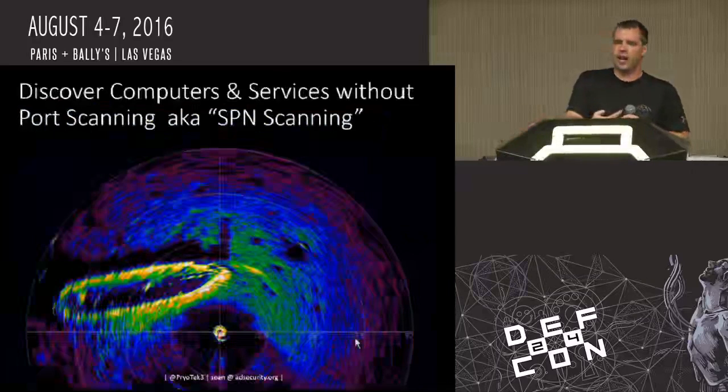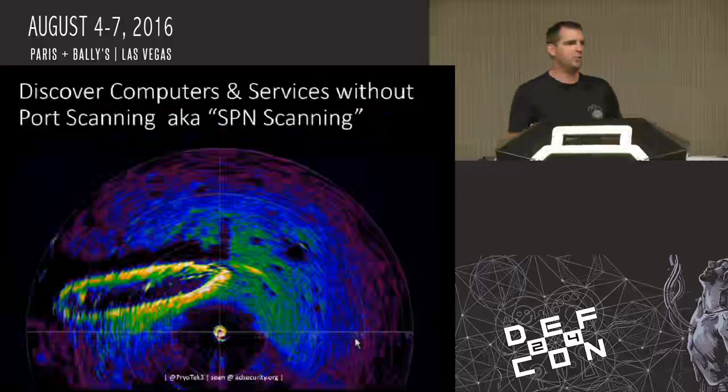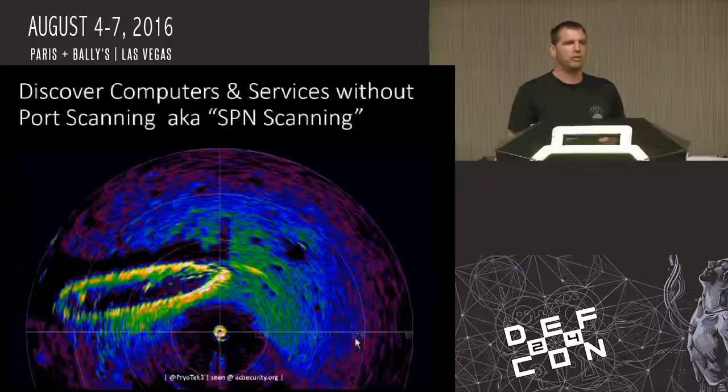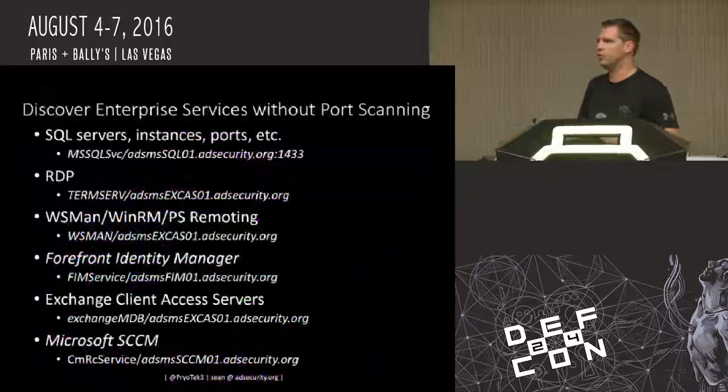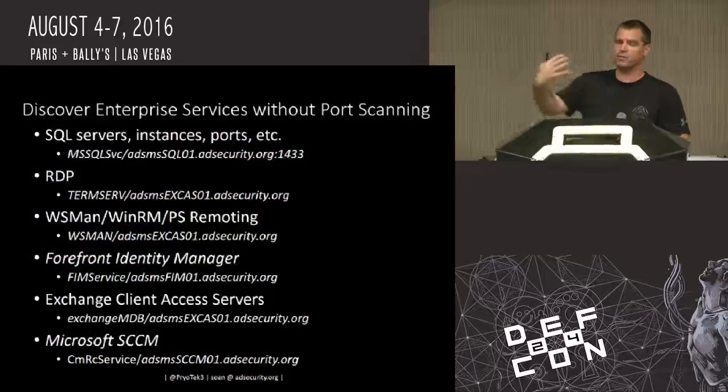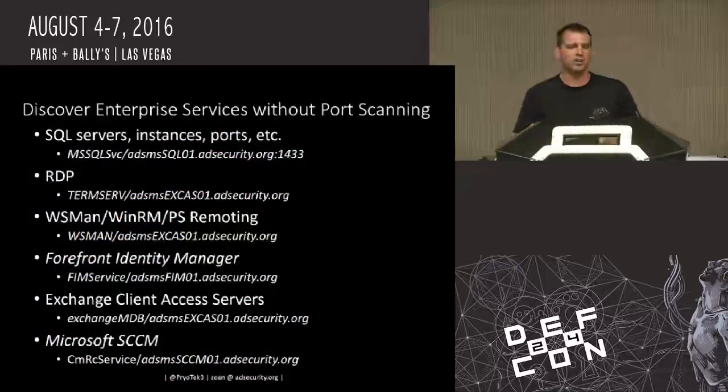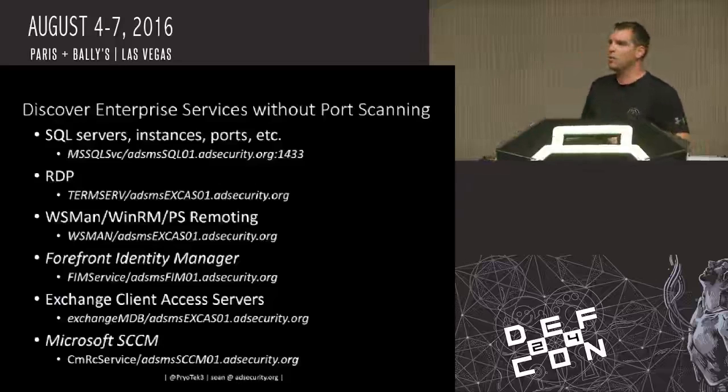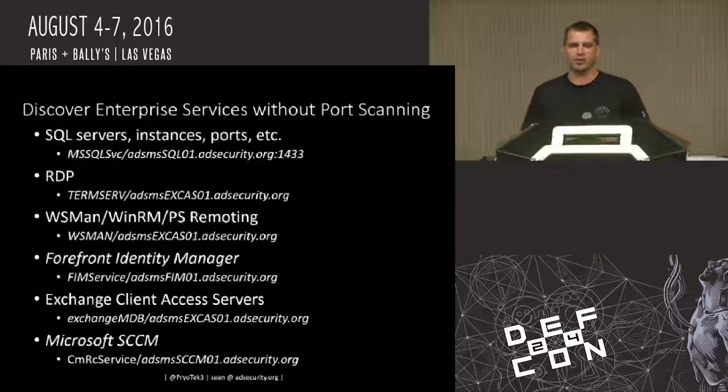So in the old days, we had to actually do port scanning to find enterprise services. Nowadays, we can use something that I call SPN scanning, which is much more efficient. Because Kerberos services have to have a service principal name associated in Active Directory, registered in Active Directory. So there's a number of SPN types like MSSQLSvc, TERMSRV, WSMAN, FIMService, Exchange MDB. We can search for these. We can ask Active Directory for this information, and it'll give it to us. So we can find all the SQL servers very easily.